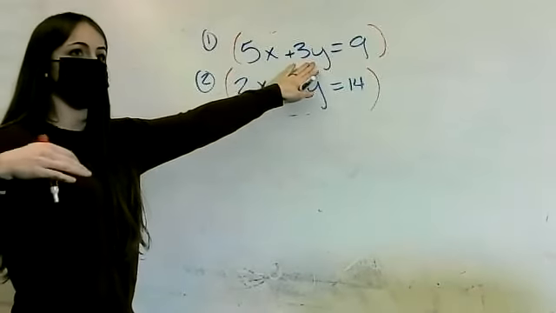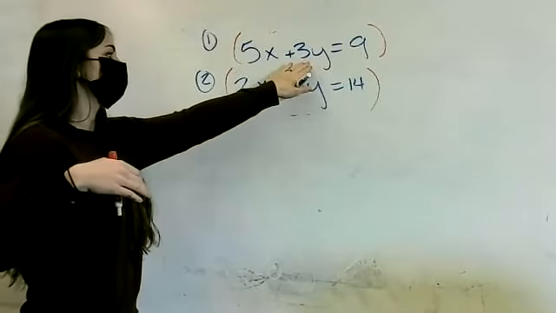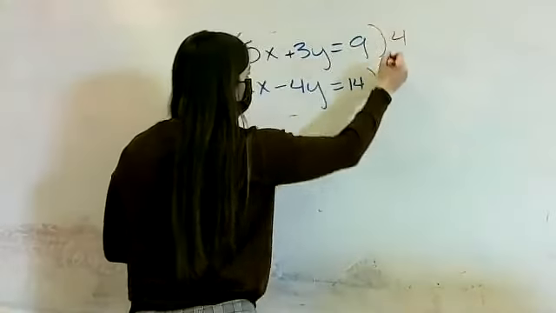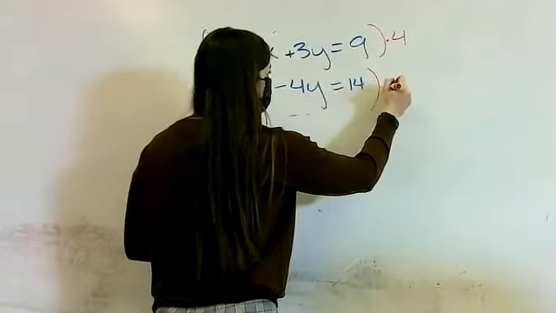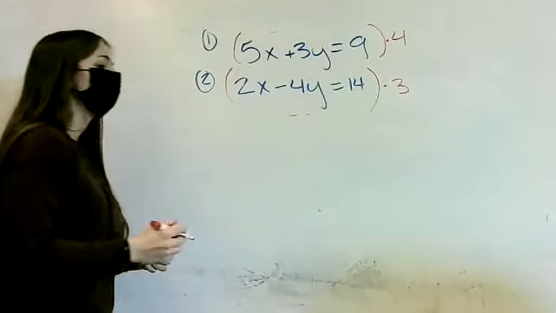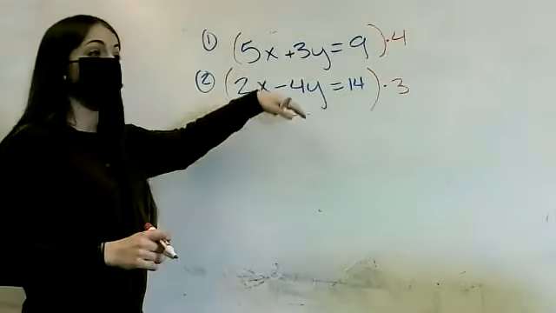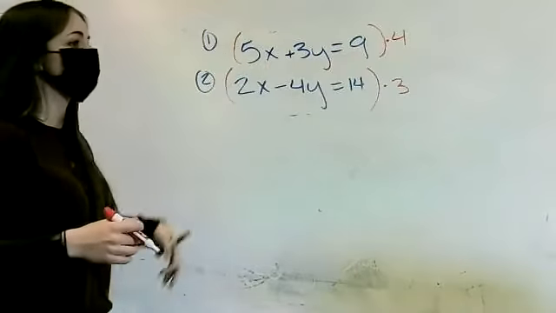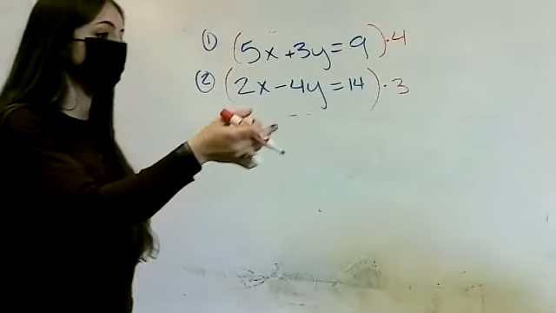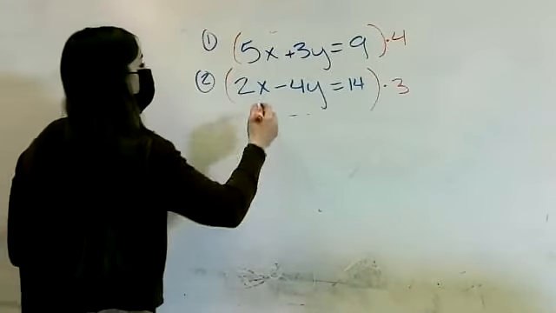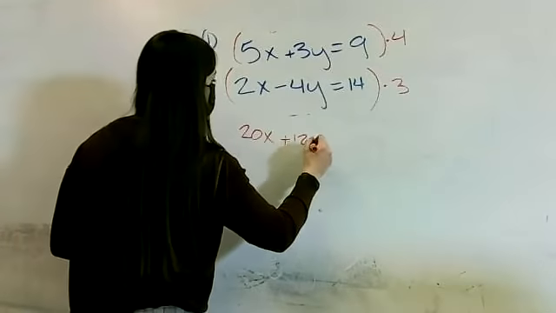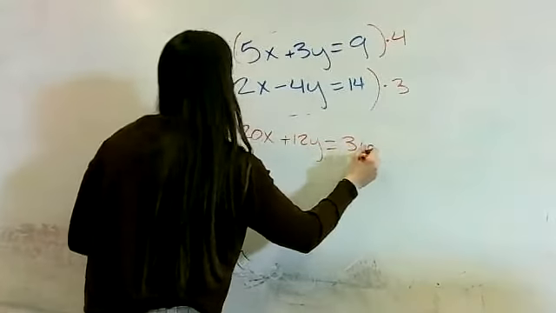12 is gonna be the lowest number I can get to with them. So in order to get to 12, 3 has to be multiplied by 4, and 4 has to be multiplied by 3. I didn't use the X one. You can, but this is easier. So if I multiply this through, I get 20x plus 12y equals 36.